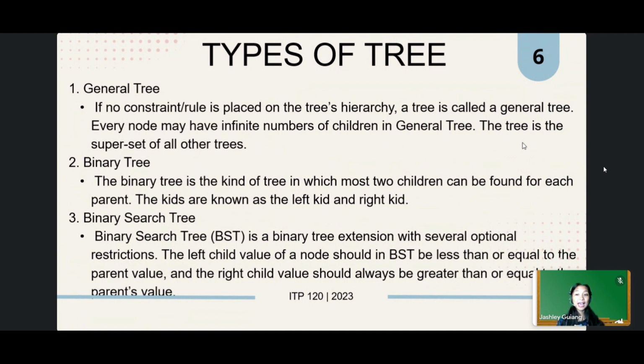Anyway, binary search tree. A binary search tree is a binary tree extension with several optional restrictions. The left child value of a node should be less than or equal to the parent value, and the right child value should always be greater than or equal to the parent's value. So I have here some examples.